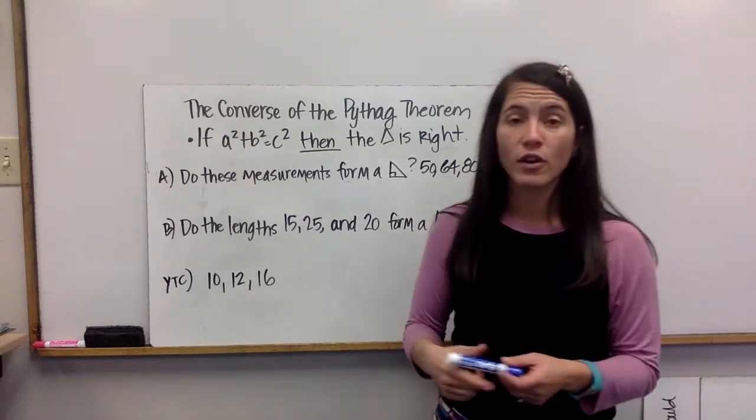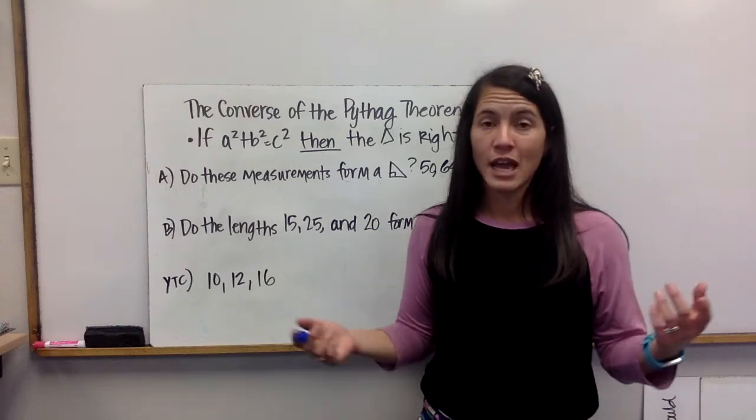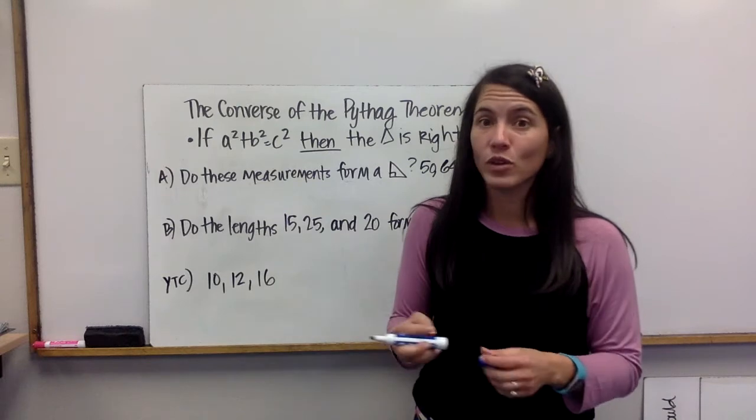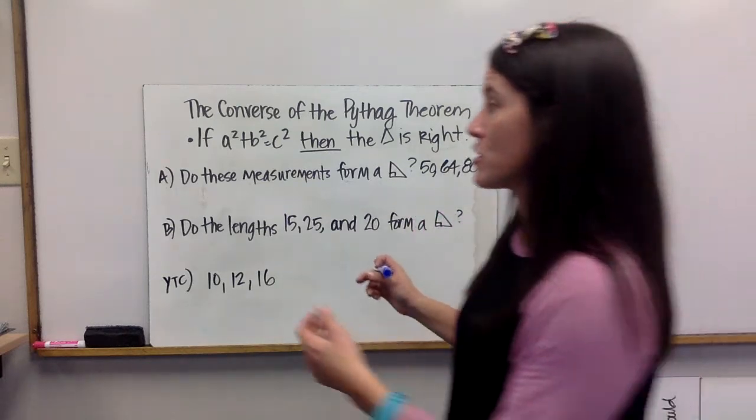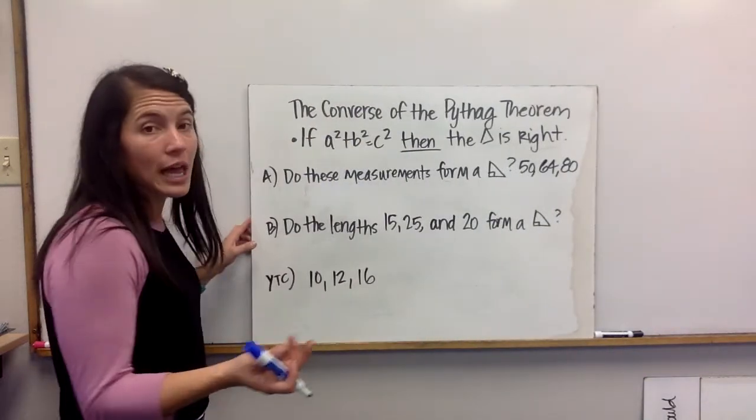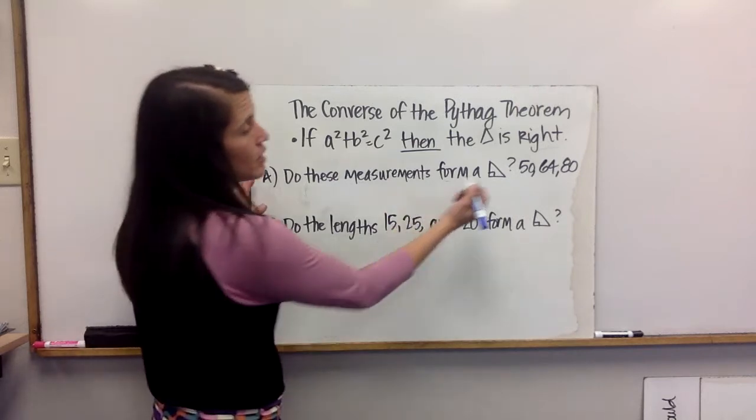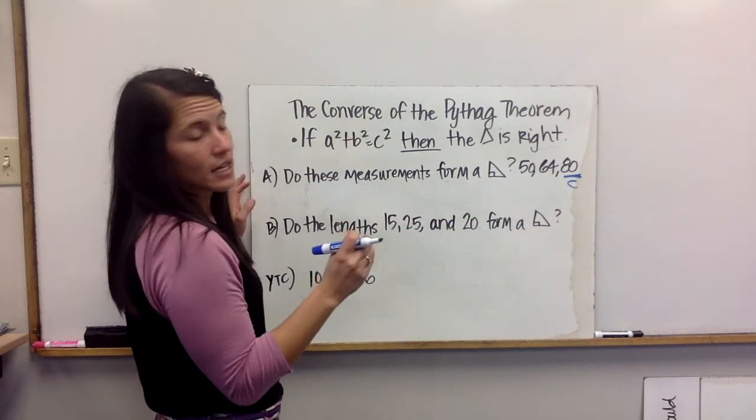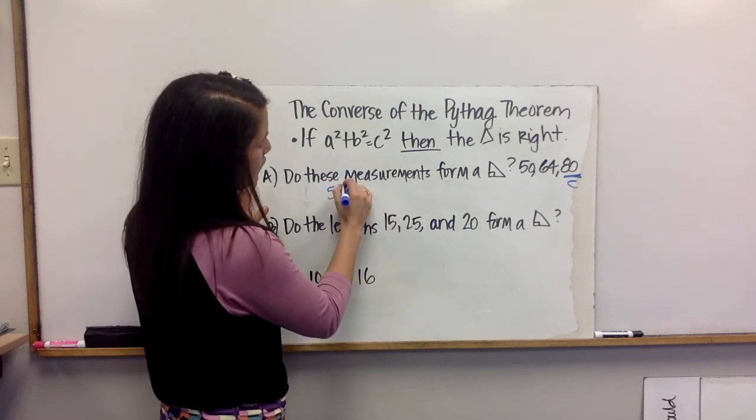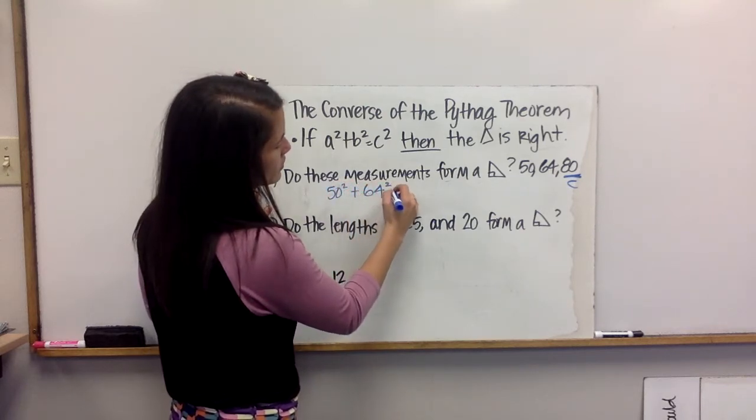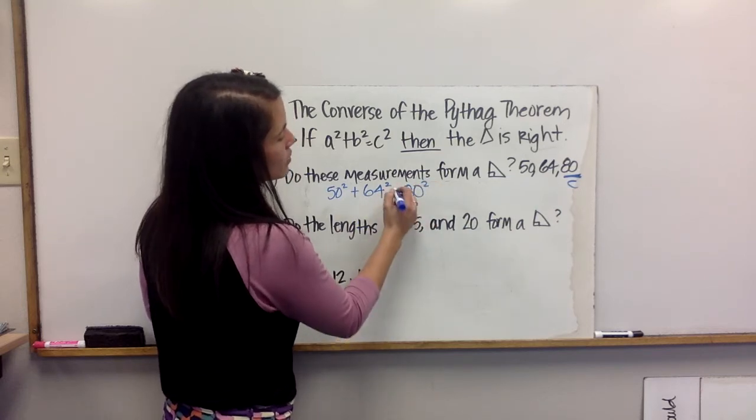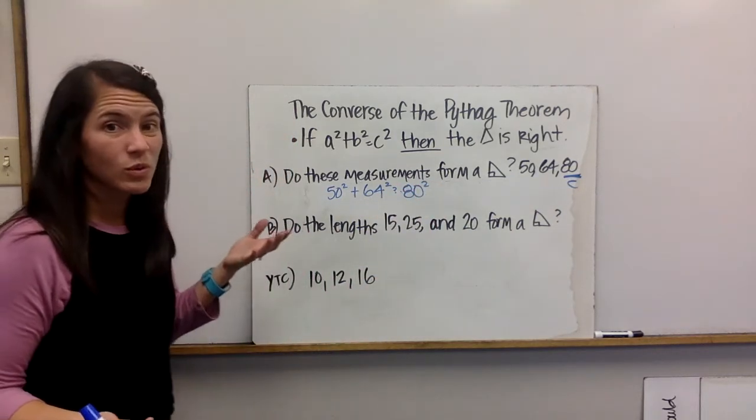If you just saw those three measurements on a triangle, but you didn't know any of the degree measurements, you could test it to see if it really would form a right triangle. Here's how you test it. You are going to plug them into the Pythagorean Theorem. My longest side has to be C. The longest side has to be C. 50 squared plus 64 squared equals 80 squared. And instead of writing the equals, we'll just write a question mark because that's what we're trying to find out.